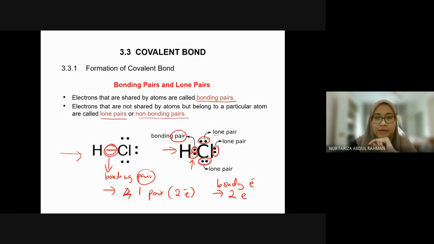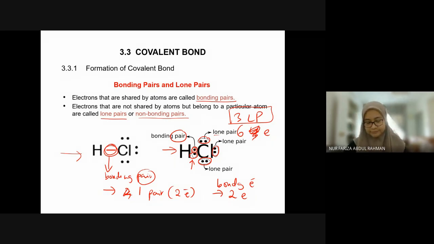So we have 3 lone pairs, but in terms of non-bonding electrons the number is 6. 6 lone pair electrons, because we are highlighting the electrons. Here we highlight the pair, which consists of 6 electrons. Sorry, 6 electrons. Okay. Madam.